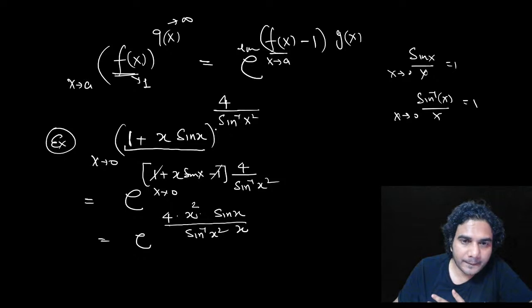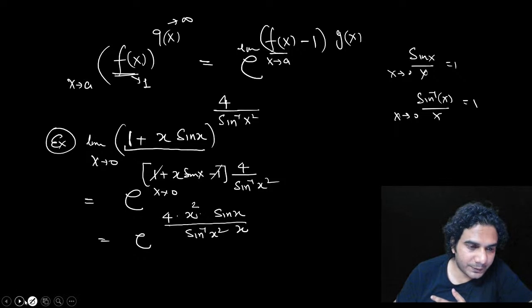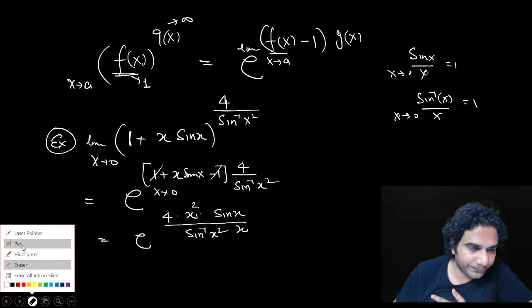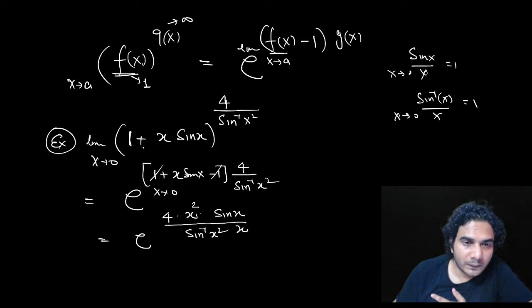See, this was the question, okay? The first step was to check which particular form this is. So what I did, first you put 0 in this. If you put 0, x sine x will be 0. So it is 1 plus 0. That means this base is approaching to 1. This whole thing is approaching to 1, okay?